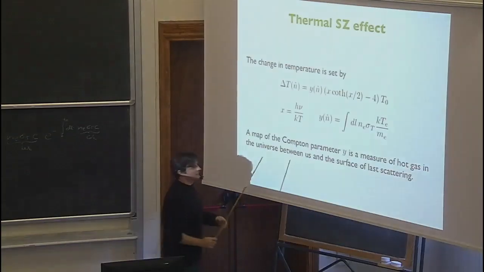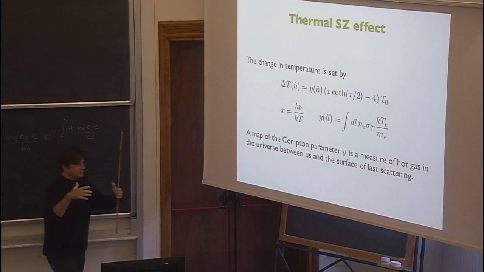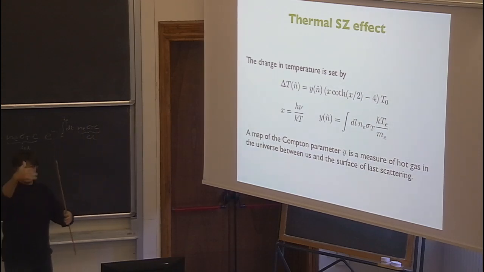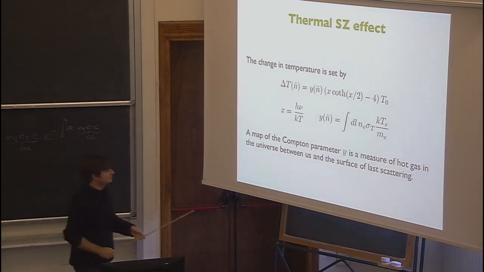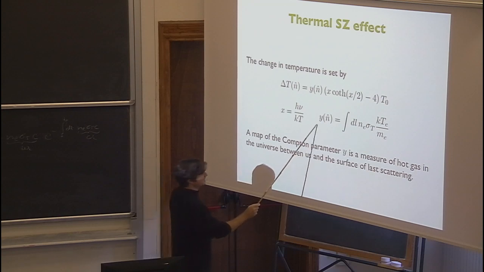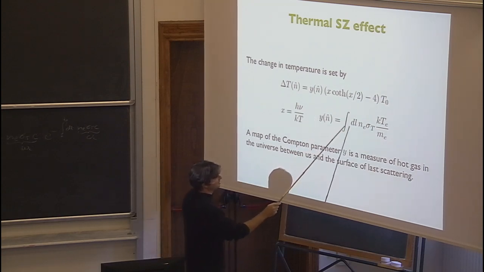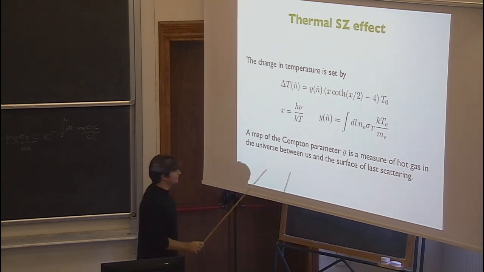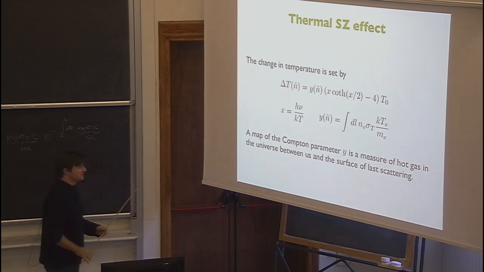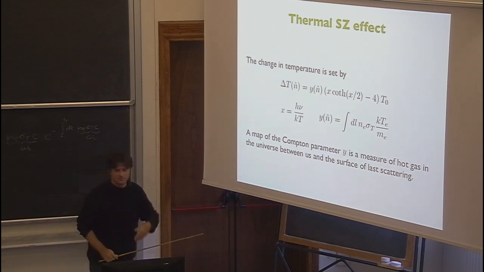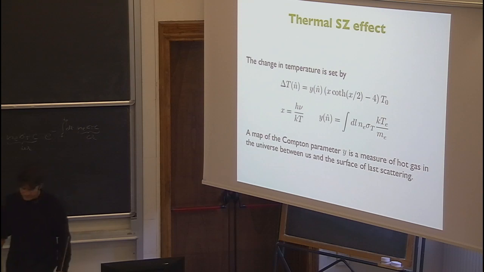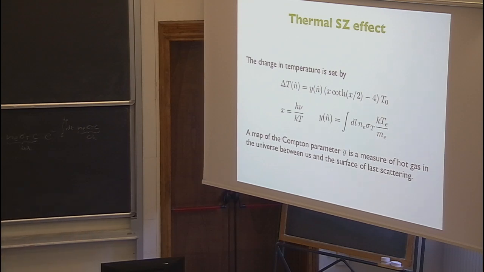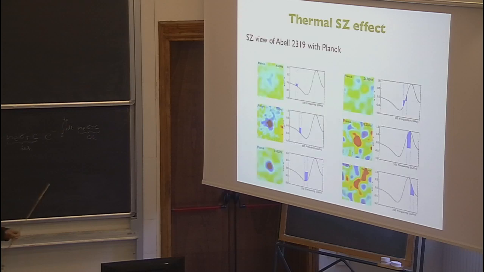So it's just an effect that the hot electrons in a galaxy cluster have on the CMB photons. And so you see this is the Compton y parameter, and so you see that you can make maps of the Compton y parameter, which is a measure of the hot gas between us and the surface of last scattering. Does that make sense? Okay, so then this is what it looks like in the map.